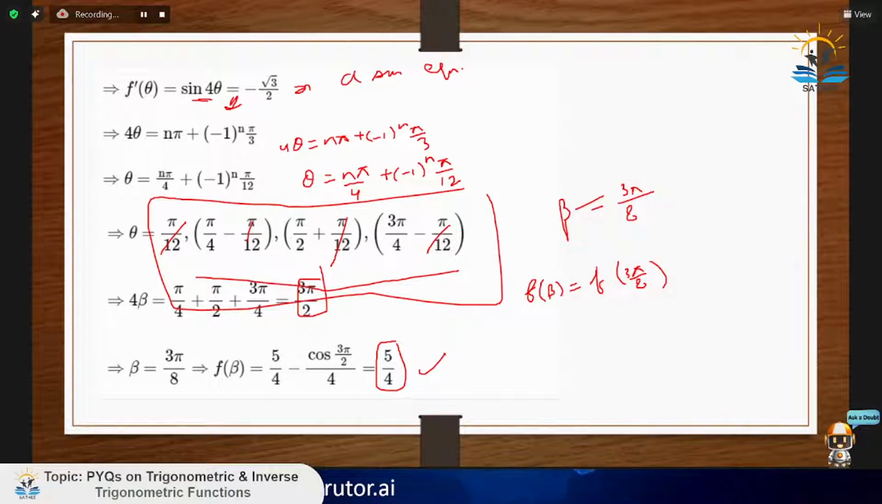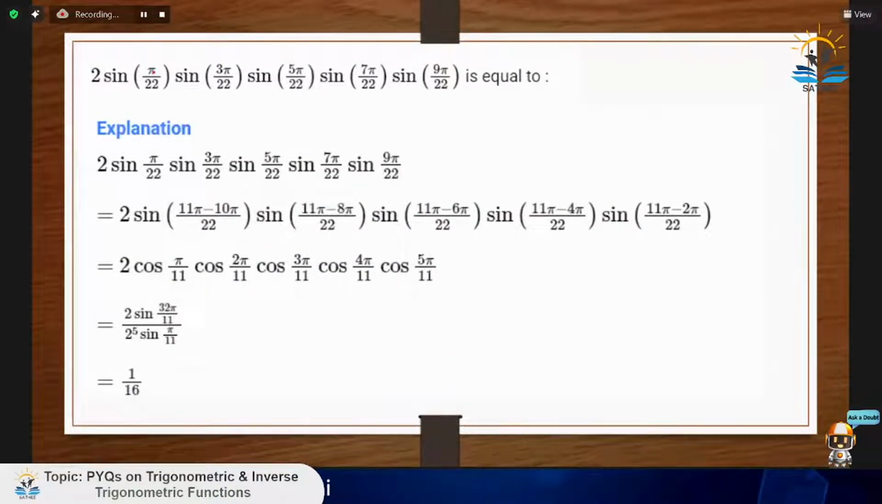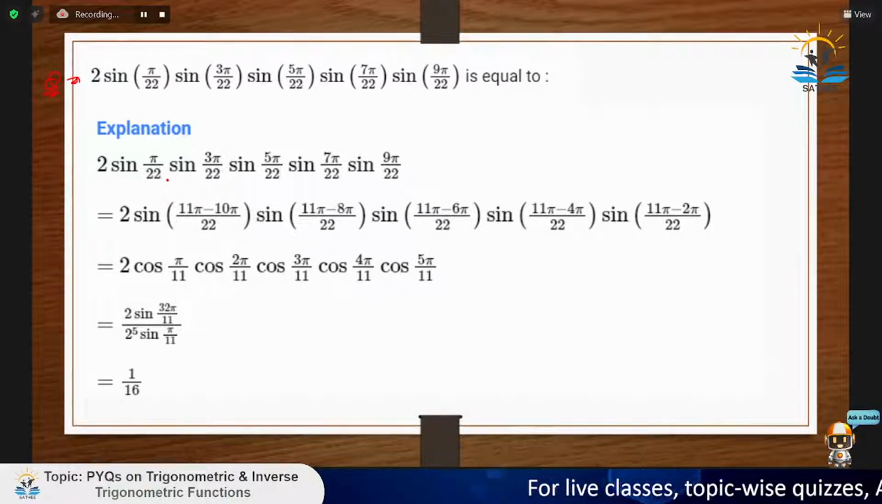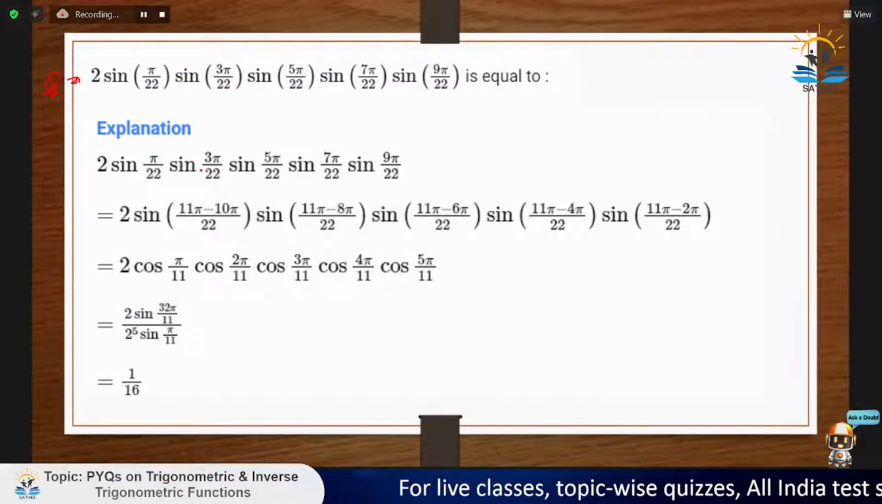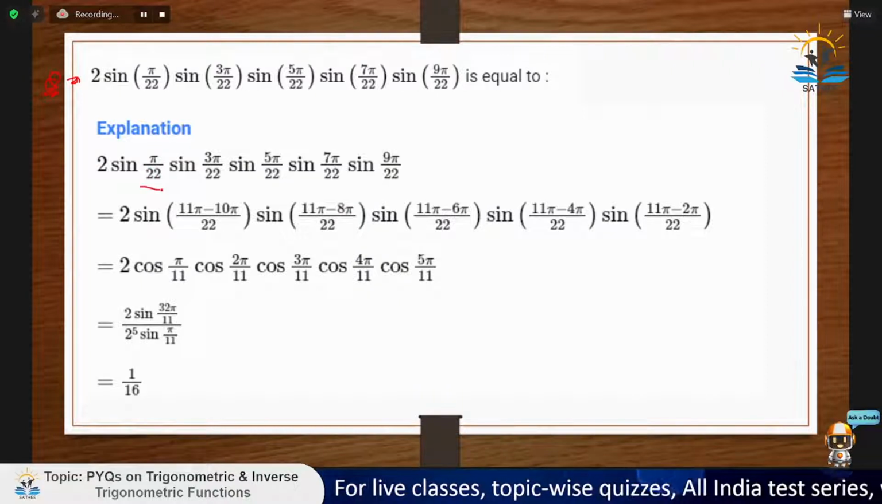Then moving ahead to our next question. Evaluate 2 sine pi by 22, sine 3 pi by 22, into sine 5 pi by 22, and so on. Okay, so how to do this? Firstly, you need to observe the symmetry, that in every denominator you are getting 22.